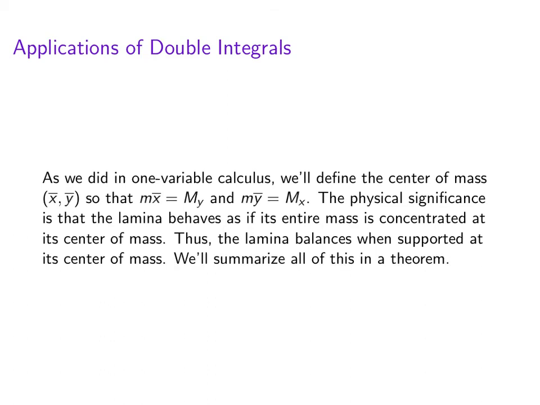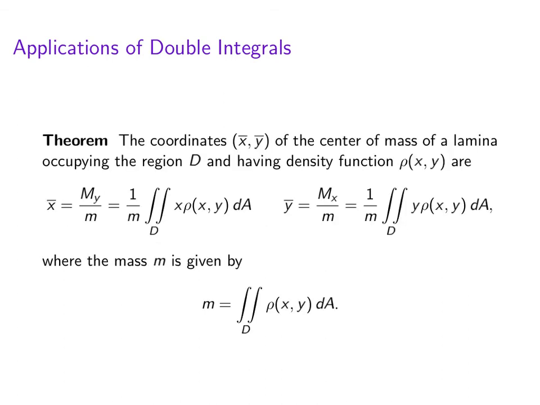Let's summarize all of this in a theorem. So the theorem gives us a way to compute the coordinates of the center of mass of a lamina that occupies some region D and has mass density function rho of x, y. So the formulas are that x bar is equal to the moment about the y-axis divided by m. And we showed you before that the moment about the y-axis can be computed with a double integral of x times the mass density function.